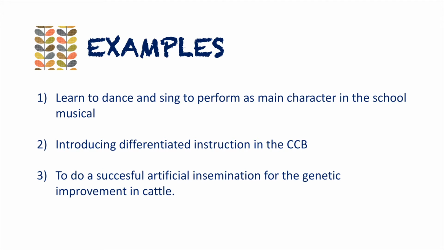This other student decided to do a successful artificial insemination for the genetic improvement in cattle. This is for somebody or a student who was interested in the science area and wants to do experimenting, and this was hugely challenging for the student. So your goal will be challenging according to your interests, according to the knowledge that you have when you start this project.